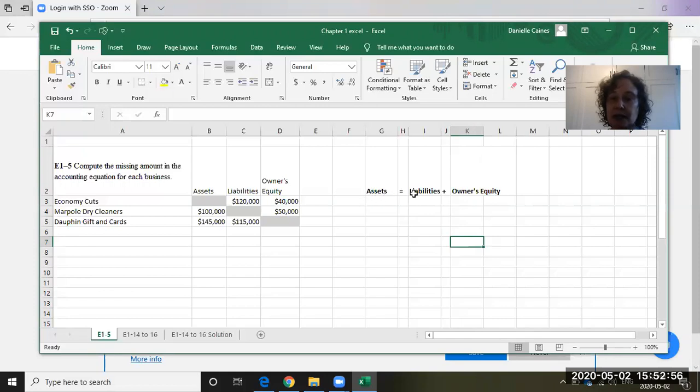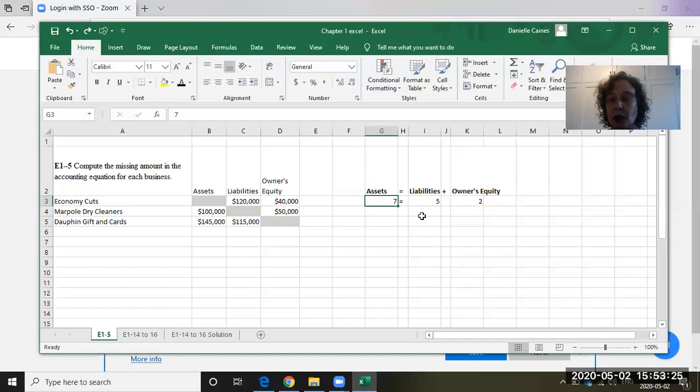So let's look at a very simple equation. You'll probably remember from your math that a very simple equation, let's say assets equal 7, liabilities are 5, and owner's equity is 2. No matter which two numbers we know, we can calculate the third one. So for example, if we don't know what the assets are, we can just add the liabilities and the owner's equity, 5 plus 2, to give us 7.